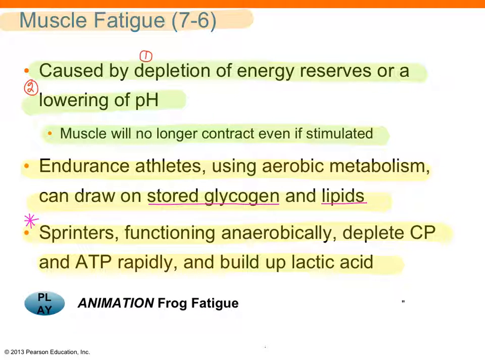Muscle fatigue happens when there's a depletion of energy reserves or a lowering of pH. That's a test question. So when the energy reserves are depleted or the pH is too low, that means acidic. The muscle will no longer contract, even if stimulated. Endurance athletes use the aerobic metabolism, and they can draw on stored glycogen and lipids. Sprinters, on the other hand, are functioning anaerobically without oxygen. They deplete CP, or creatine phosphate, and ATP rapidly and build up lactic acid.